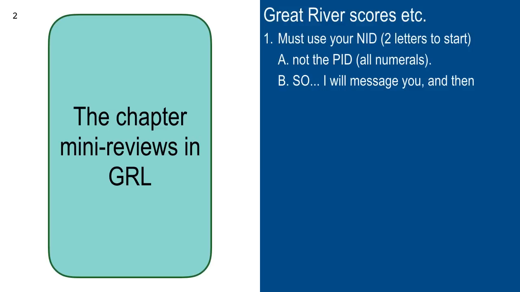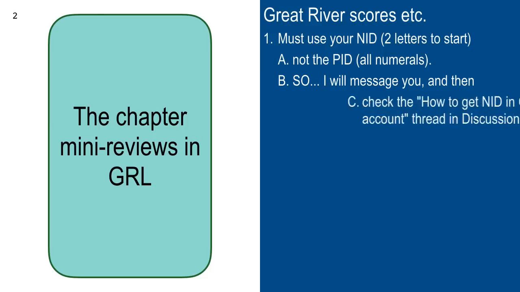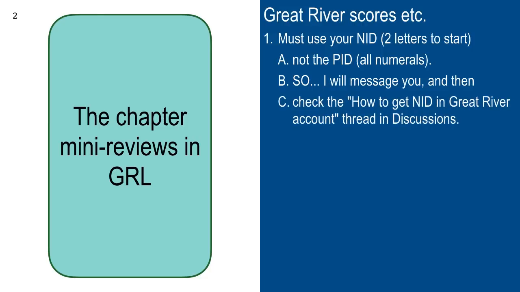A bunch of you have already gotten messages, and what I've been telling people who have messaged me back is to go into Justin's thread in discussions, how to get the NID in your Great River account, and his method and then Monica's method will work. I checked yours this morning, and your NIDs are in, so it's all looking like a righteous method. So go ahead and do that if you haven't already. We'll get that squared away, and then as soon as we do, I'll upload your Chapter 2 mini review.